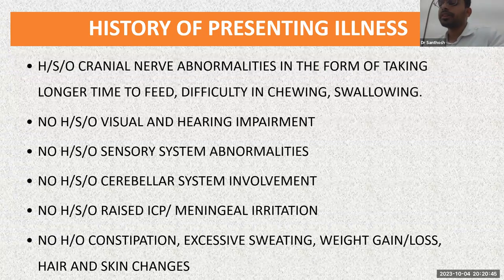There was history suggestive of other cranial nerve involvement in the form of taking longer time to feed, as well as difficulty in chewing and swallowing. There is no history suggestive of visual or hearing impairment, no history suggestive of sensory system abnormalities, no cerebellar system involvement, no raised ICP or meningeal irritation, no history of constipation, excess sweating, weight gain or loss, or hair and skin changes.